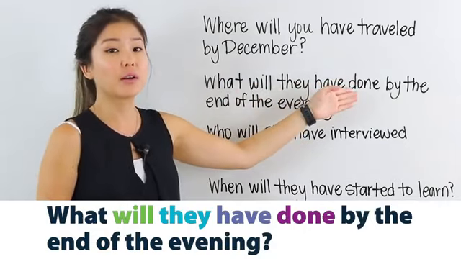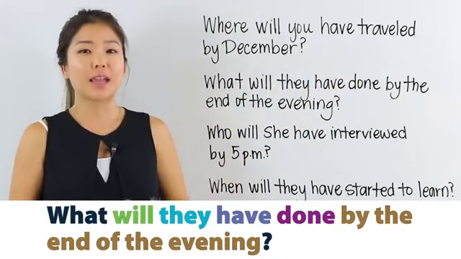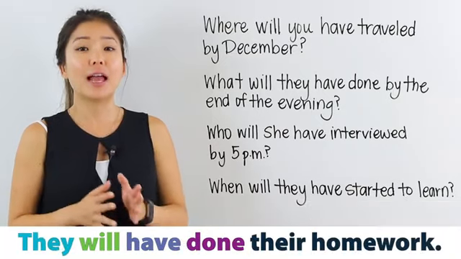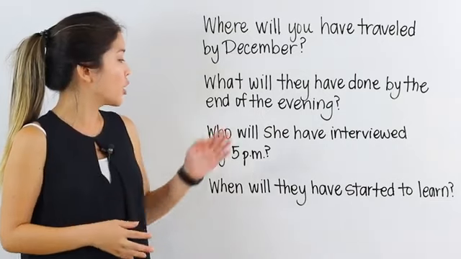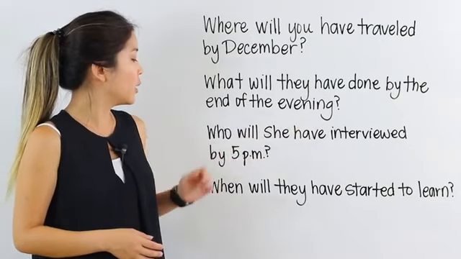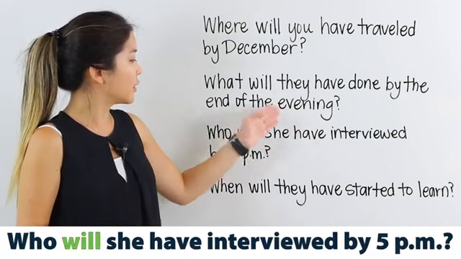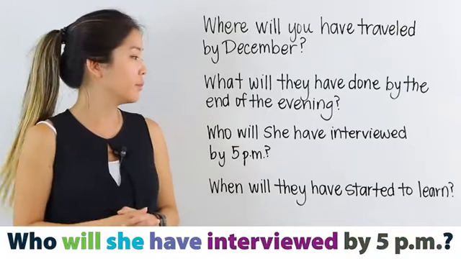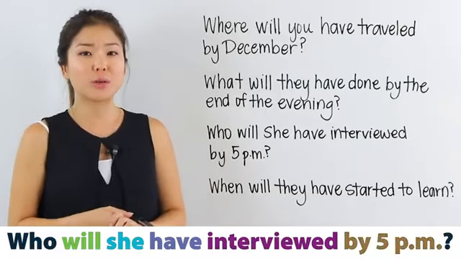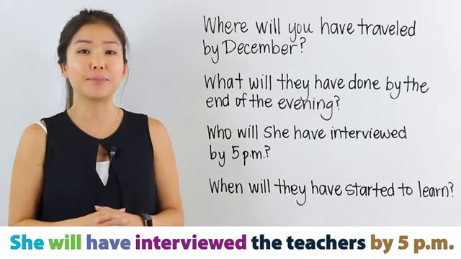Done is the past participle of do. By the end of the evening, I can answer by saying they will have done their homework. The next question says, who will she have interviewed by 5 p.m.? Again, who will, the subject, have, and the past participle of the verb. I can answer this question by saying she will have interviewed the teachers by 5 p.m.